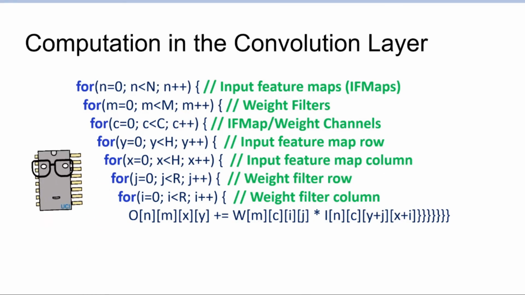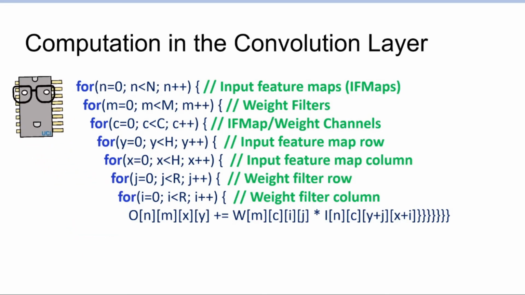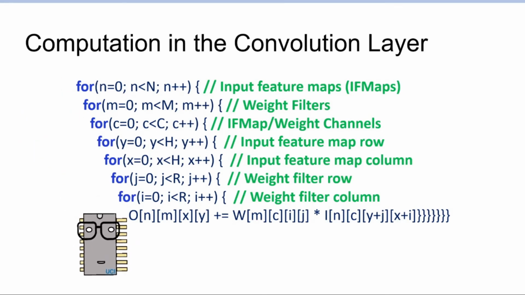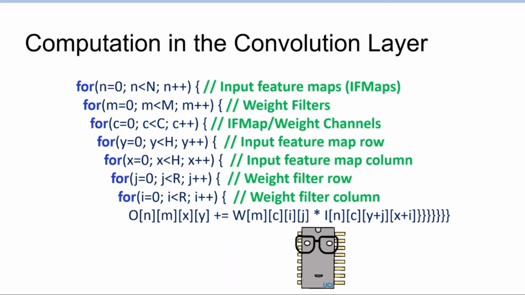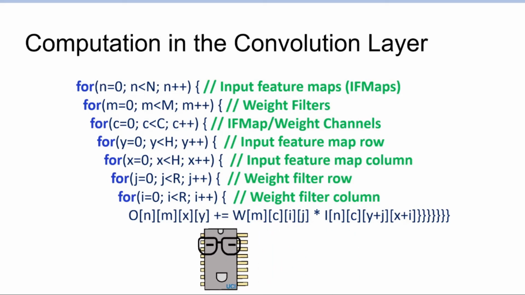And then, putting all of these for loops together, what we're basically doing in the output feature map is multiply accumulation. We're just doing a lot of it.